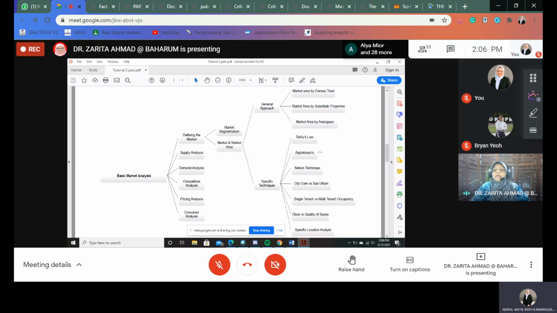You're talking about the Riley, Applebaum, the Nelson, city core versus suburban, single tenant, multi-tenant, class and quality of space, as well as the specific location analysis. Typo error there, everyone, in location analysis.